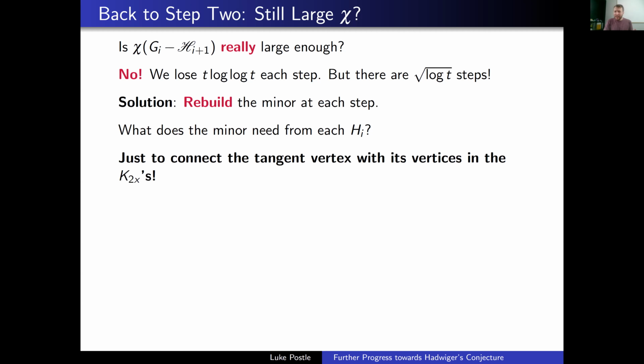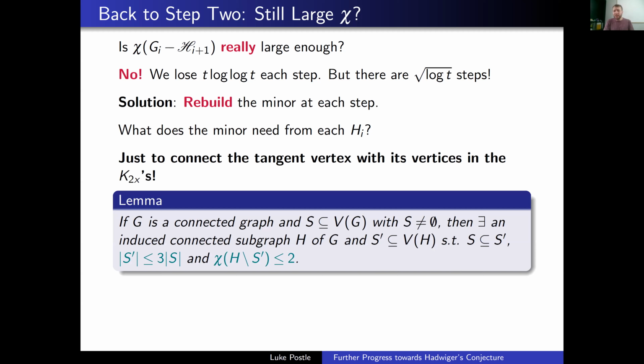And is that enough? Well, yeah, you can just rebuild the minor with this nice little lemma. So here's a lemma. If G is a connected graph and you have a subset of vertices, think of them as the terminals, so you have these terminals S. You want to find an induced connected subgraph H of G and enlarge the set of terminals to S prime that's not too much larger, so there's only going to be 3 times the size of S, with the property that what remains in the subgraph has chromatic number at most 2.